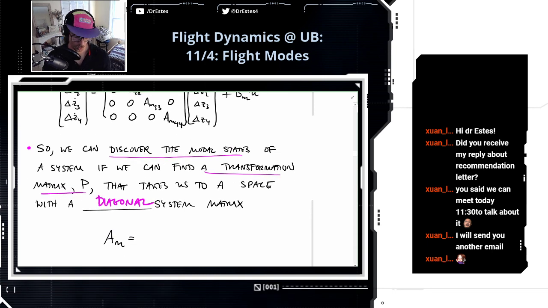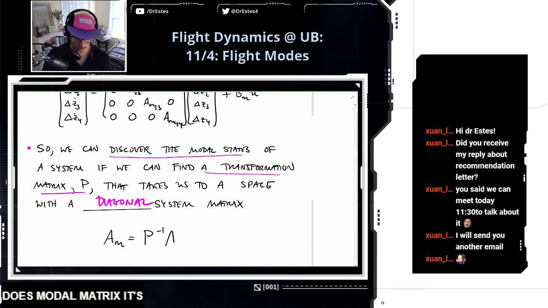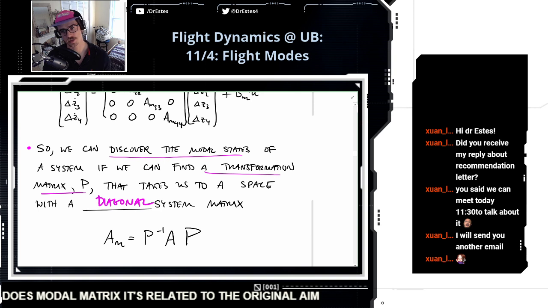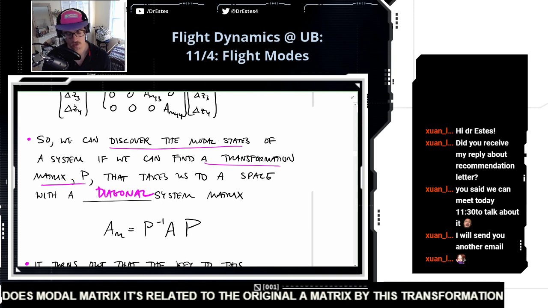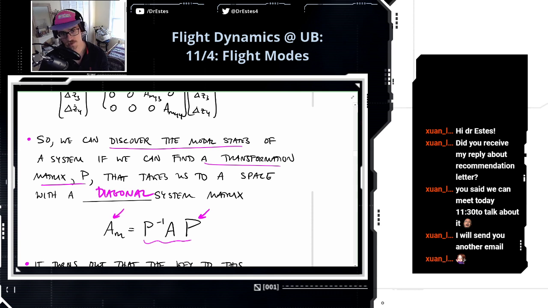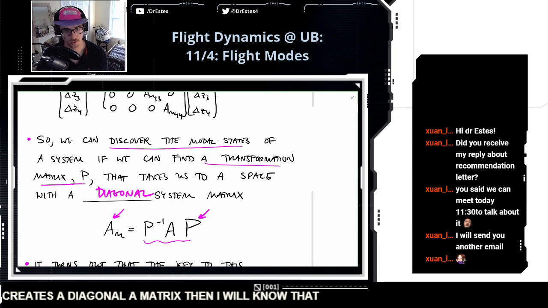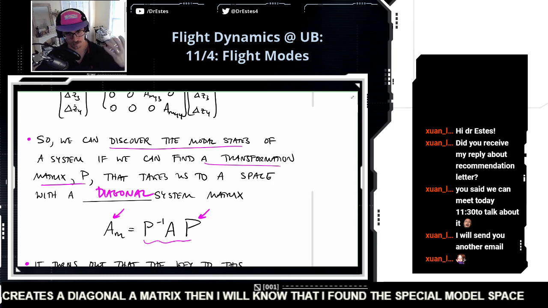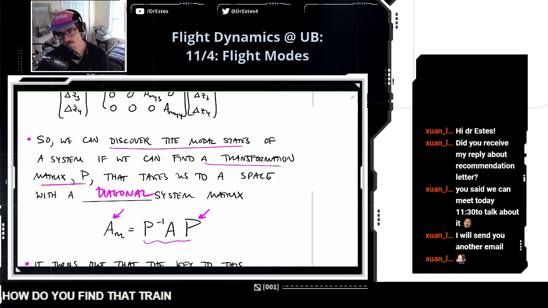So this modal matrix is related to the original A matrix by this transformation in this way. If I can find a matrix P that, when I operate on my original A matrix in this way, creates a diagonal A matrix, then I will know that I found this special modal space. So how do you find that transformation?